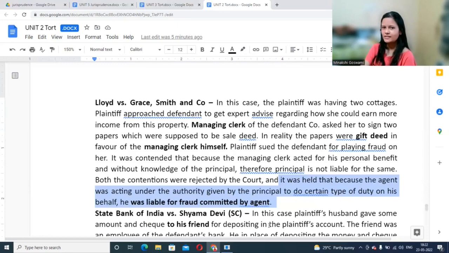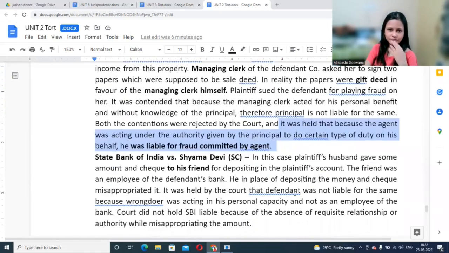So in such a case, you cannot escape the liability, because he was acting as an agent of that particular company only, and in that capacity only he got the authority to play fraud against her. So this is nothing but an agent who was performing his duties which were given and authorized to him. And in such a case, he is committing a fraud, so we can make the company also vicariously liable.